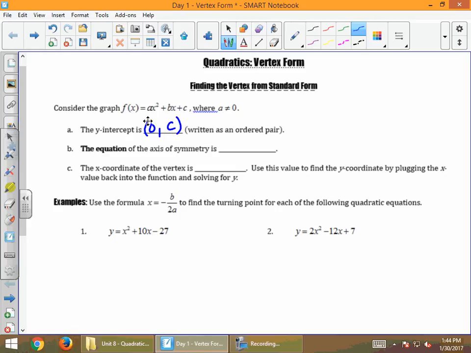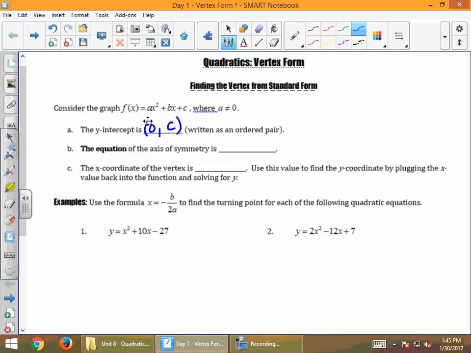It's that back number. So if it ever asks, what's your y-intercept, and it's written in standard form, you just take a look. It's your back number. And you always write it as an ordered pair too. Again, the x value at any y-intercept is 0, and then the y value is whatever that back number is.